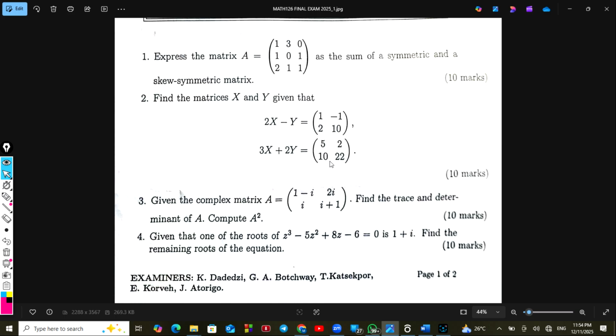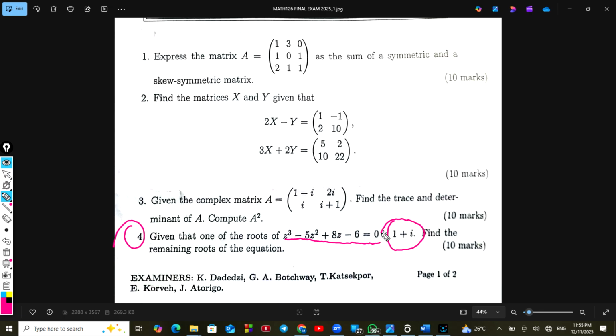In this video we'll be looking at the fourth question. So let's dive into each solution. The question goes: given that one of the roots of z cubed minus 5z squared plus 8z minus 6 is equal to 0 is 1 plus i, find the remaining roots of the equation.